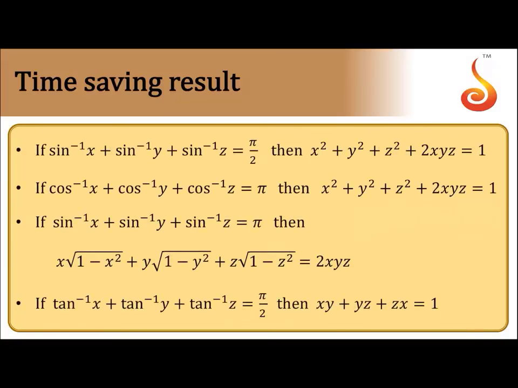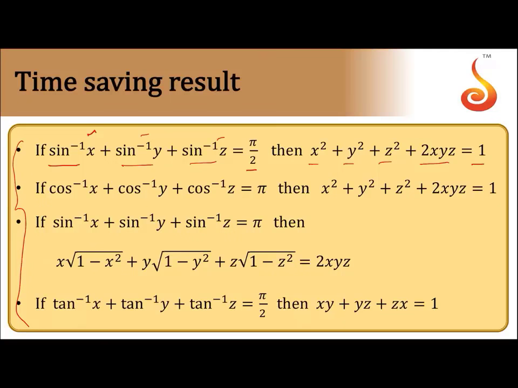Let's consider some of the important time-saving results. Here, it's very simple to remember this way. When I take up sine inverse x plus sine inverse y plus sine inverse z equals pi by 2, then x square plus y square plus z square plus 2xyz is equal to 1. Similarly, the other results are defined like this one. But when the problem comes, I will explain how we go with the angles substitution and simplifying. We shall discuss that.